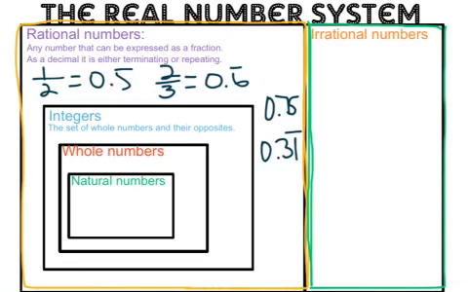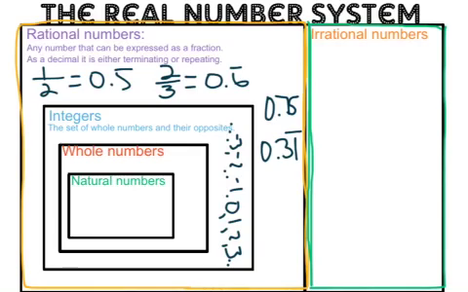Integers would be any negative number, like -3, -2, -1. 0 also is an integer, and then the opposites. So the opposite of -1 is 1, the opposite of -2 is 2, the opposite of -3 is 3, and this could go on and on. We could have gone back to -4, -5, -6, and so on, and then the opposites. So integers are basically all whole numbers, negatives, positives, and 0.